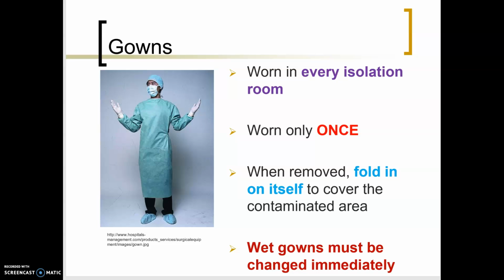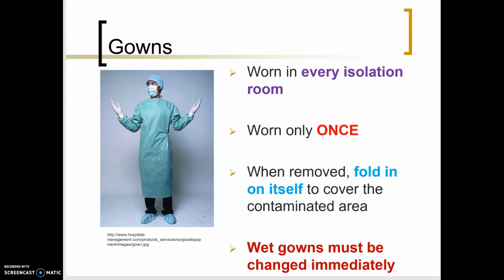They're generally worn in every isolation room. When someone's in an isolation room, you want to reduce as much contaminants as possible, so a gown always helps. Gowns are only worn once. You don't wear a gown a second time. Once you take it off, it goes in to be laundered, or it goes into the biohazard bin to be destroyed. When you remove a gown, you fold it so that the outside is facing in.